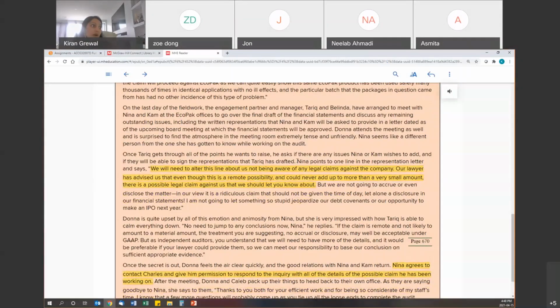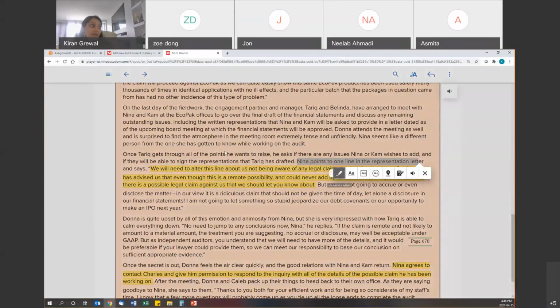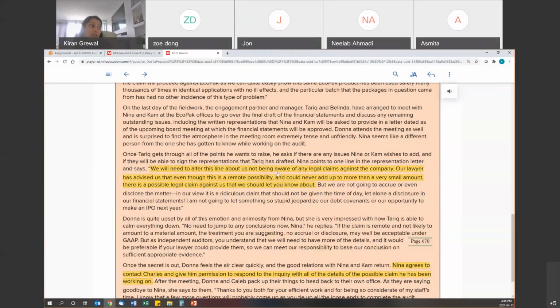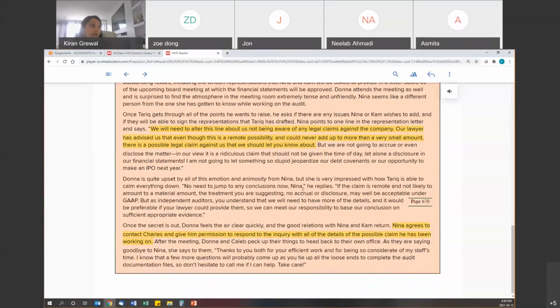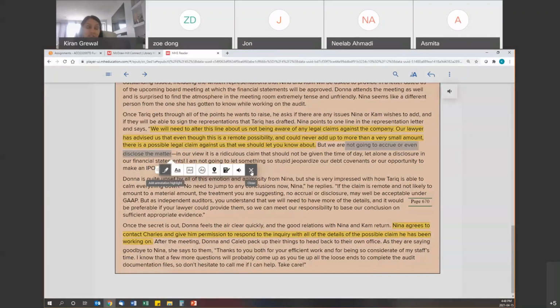So the problem is not everything is correct, because in the representation letter, Nina says that we need to alter the line about us not being aware of any legal claims, because there actually is a legal claim. But there's a remote possibility, and it could never add up to anything more than a very small amount. But it is a possible claim that the auditor should know about. The client does not want to accrue or even disclose the matter.